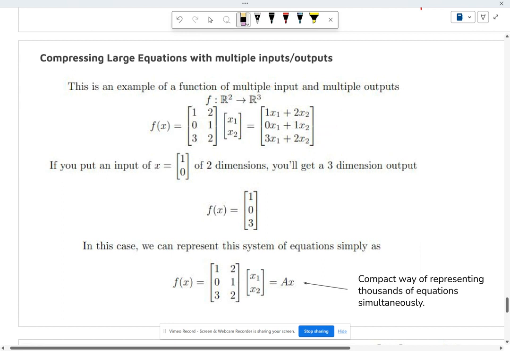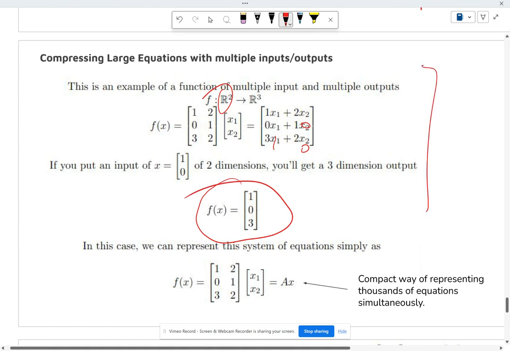Okay? Now, let's put a specific input, 1 and 0, into this function. What will happen? Well, if you put 1 and 0 here, that's going to be 1. You put 1 and 0 here, that's going to give you 0. And you put 1 and 0 here, that will give you 3. So you notice how we input 2-dimension, we got an output of 3-dimension.